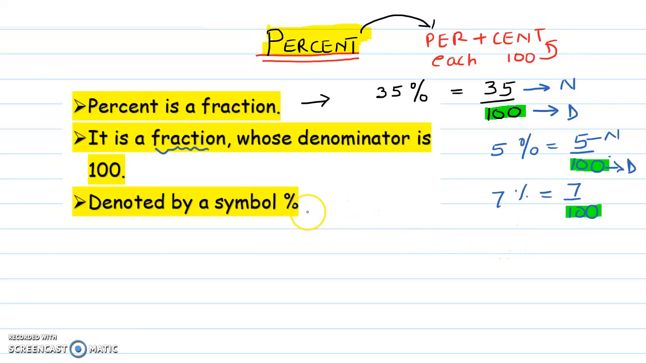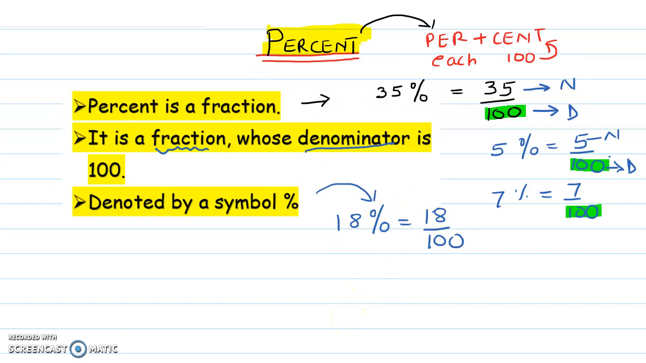Now it is denoted by the percentage symbol. If we write 18%, percent itself is saying it is 18 over 100. So these three key points we have covered: percent is a fraction, so we can write it as a fraction; it is a fraction whose denominator is 100; and it is denoted by the percentage symbol.